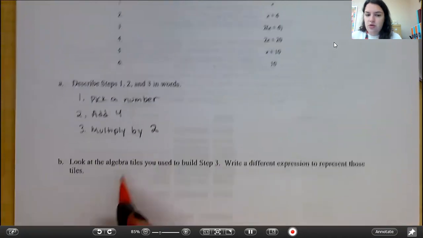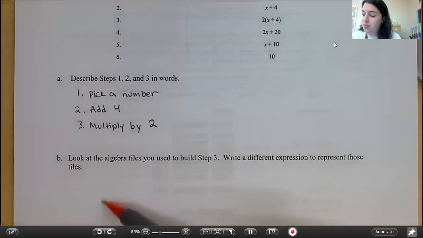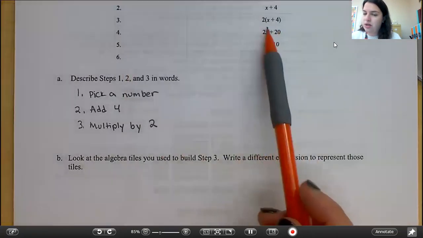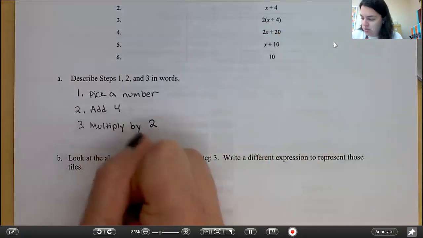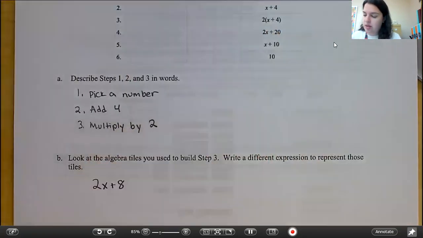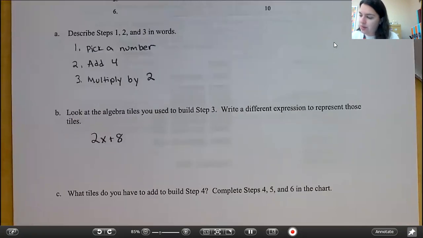So if you're back with me, you tried B. So part B, which is step 3, is 2 times the quantity of x plus 4. You would write 2x plus 8. That's another way to write the same step. C, what tiles do you have to add to build step 4? Complete steps 4, 5, and 6. So go ahead and try steps 4, 5, and 6.